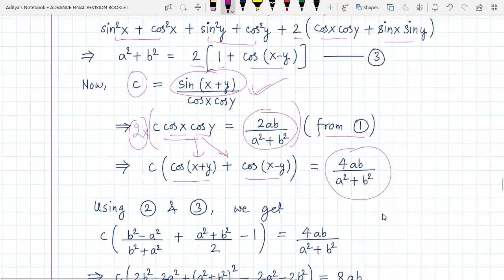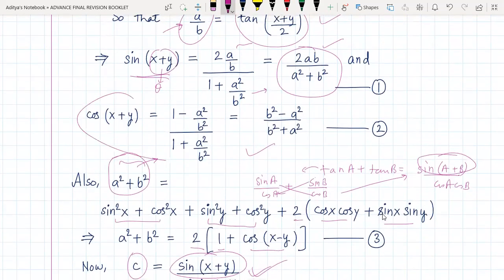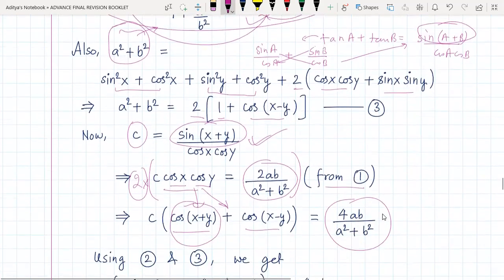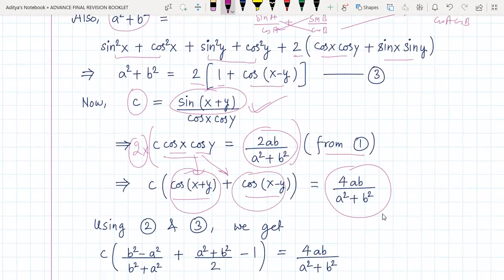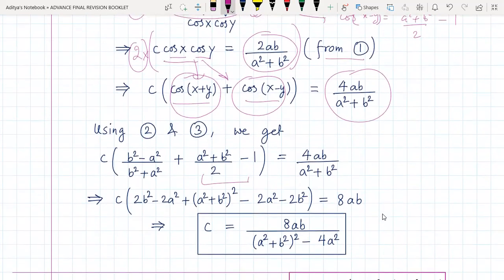Now what we are doing is that cos of x plus y value I am putting from this equation 2. Cos of x plus y value is this, from equation number 2, and cos of x minus y value I am putting from equation number 3. How much will be cos of x minus y from here? It is very obvious that it would be equal to a square plus b square by 2 minus 1. So that is exactly what we have replaced it by. And then after simplifying and taking the LCM, this is what we get.